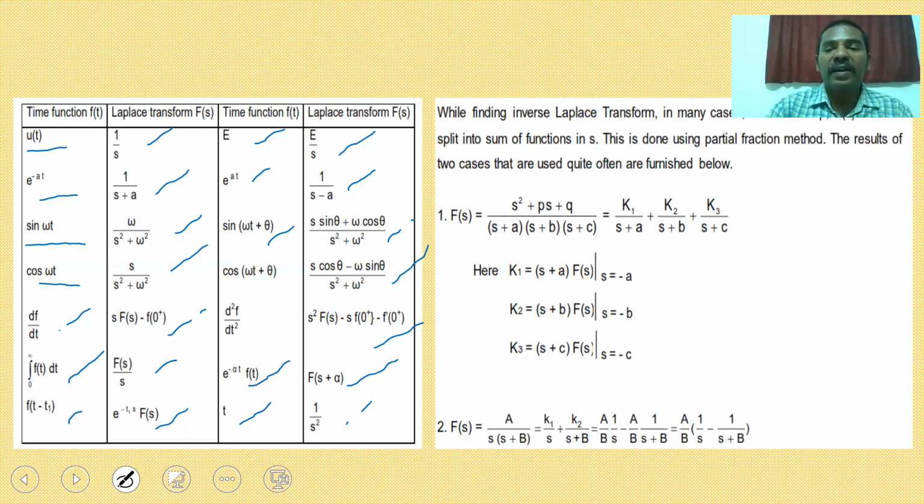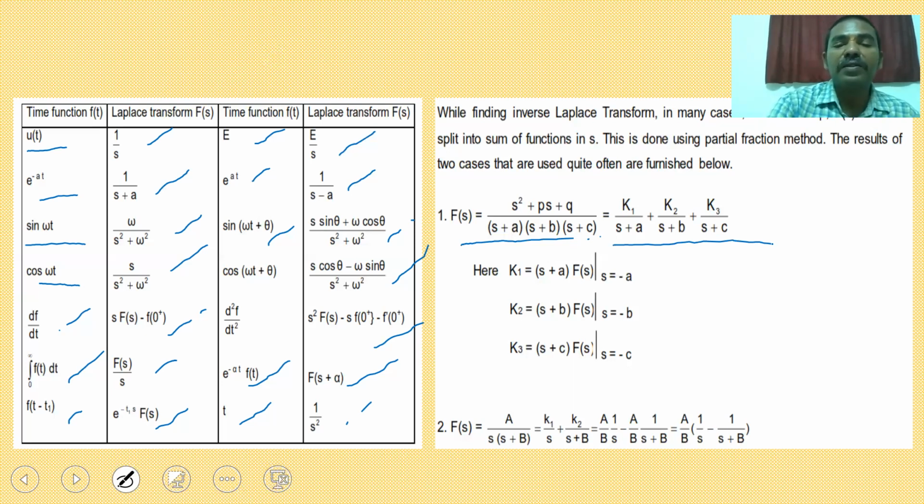So here I have taken a simple example for calculation of the constants, how you are going for the residues. They are given a function, F(s) is equal to (s² + ps + q) divided by (s + a)(s + b)(s + c). So this partial fraction expansion can be represented as the residue k1 divided by s + a, plus the residue k2 divided by s + b, plus the residue k3 divided by s + c.